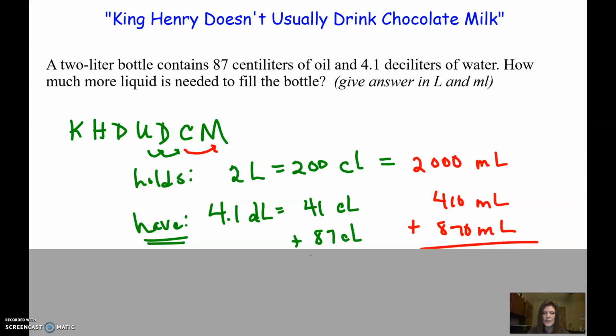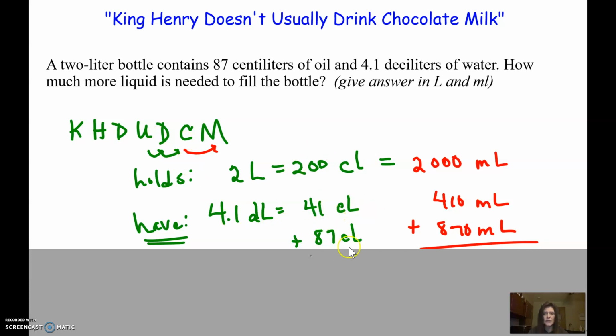Okay, let's see how we did. So I didn't write out the whole statement, just my first letters here, so that I can make my conversions a little bit easier. We know that it holds 2 liters, and that means it would be 200 centiliters, or 2,000 milliliters. So to change from my main unit to centiliters, I'd move it twice. To change it from my main unit to milliliters, I'd have to do 3 hops. So that's where I got that answer. We're going to use that in the end. Okay, so what do I have? I have 4.1 deciliters. So from the D to the C would be 1. That means I have 41 centiliters.